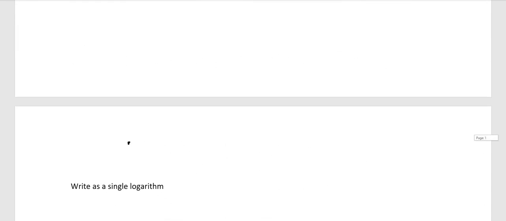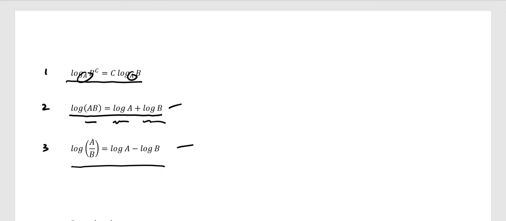So that's it for those examples here. I hope that this has demonstrated for you how to apply these properties of logarithms. I hope that has helped.